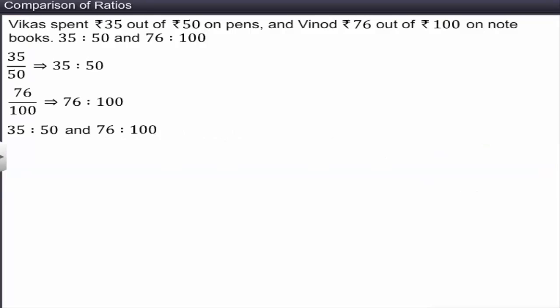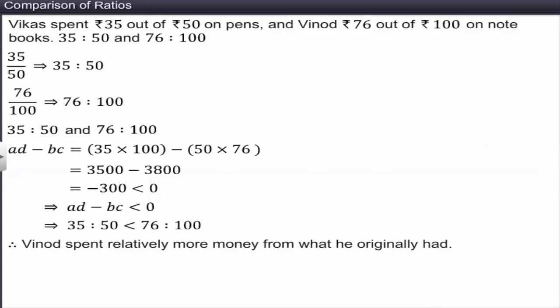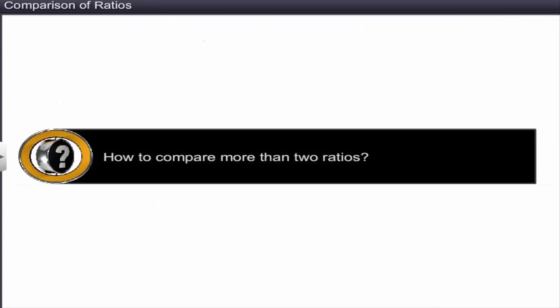Let's find the difference between the products AD and BC. It's less than 0. Therefore, 35:50 is less than 76:100. Therefore, Vinod spent relatively more than Vikas. Notice that this method is used only for comparing two ratios. Let's see a method to compare more than two ratios.